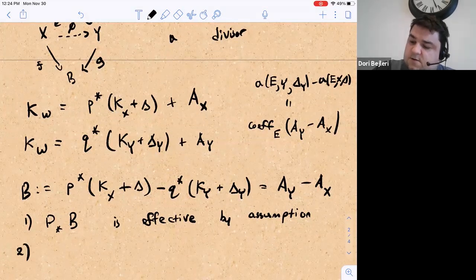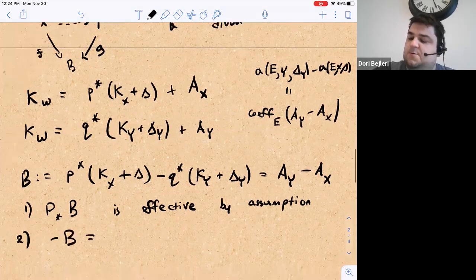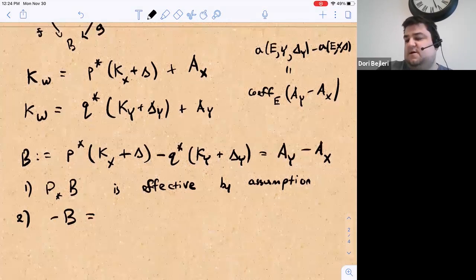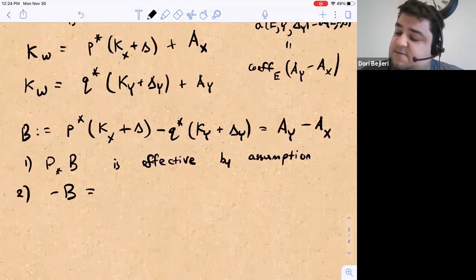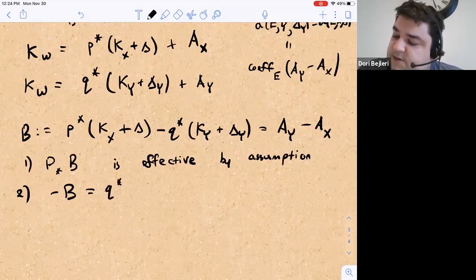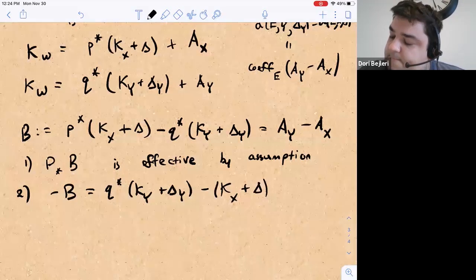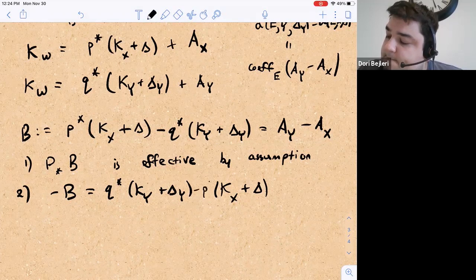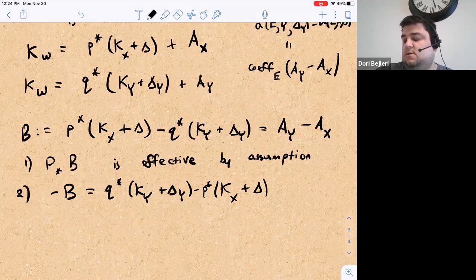On the other hand, we want to look at minus B, and we want to show this is P-nef. That was the negativity lemma: if minus B is P-nef, then P lower star B is effective if and only if B is effective. And then we'll conclude. So let's check that minus B is P-nef. What's minus B? Well, minus B is Q upper star (K_Y plus delta_Y) minus P upper star (K_X plus delta). And so we want this to be P-nef.